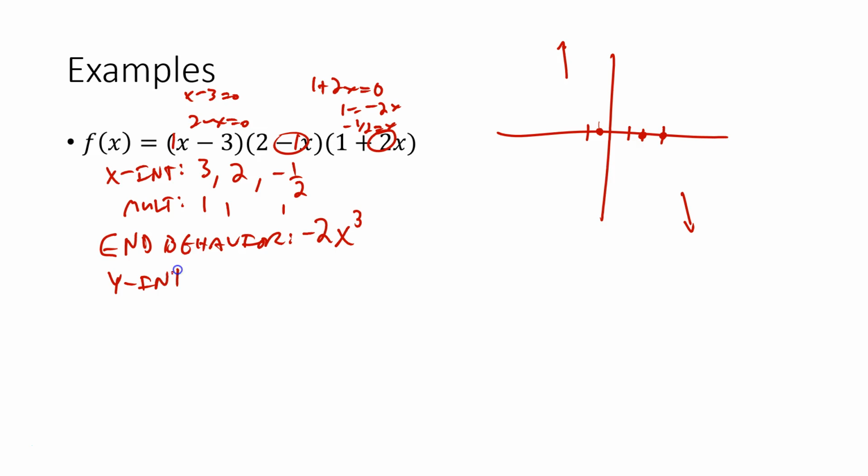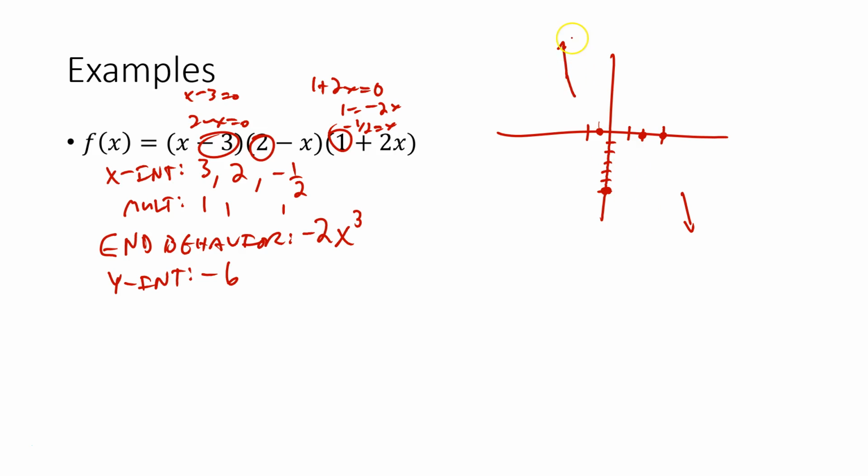So the y-intercept is going to be just the numbers multiplied all together. So we have to look at the constant term in each factor. It looks like that's a negative 3, a positive 2, and a positive 1. Multiply those all together, we get negative 6. So negative 1, 2, 3, 4, 5, 6 right there is our y-intercept.